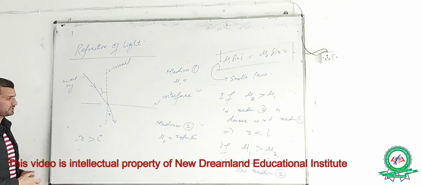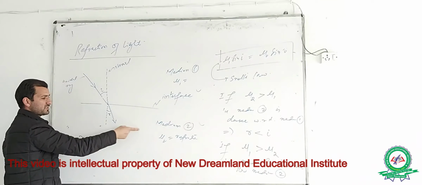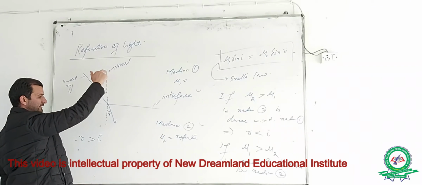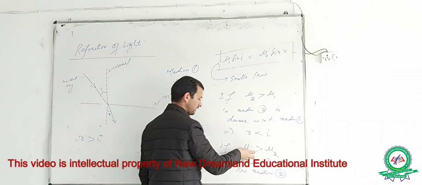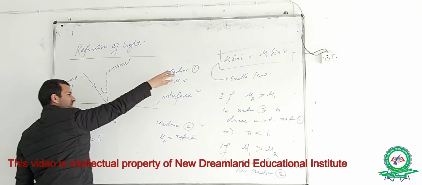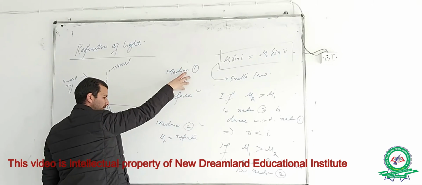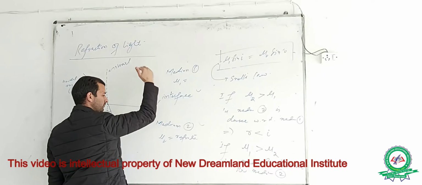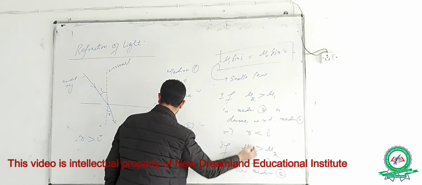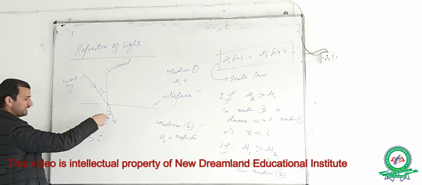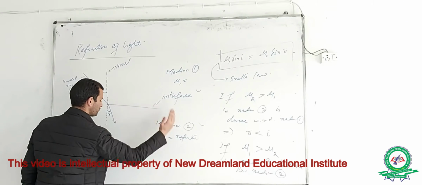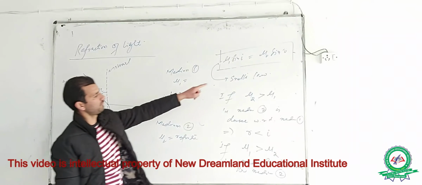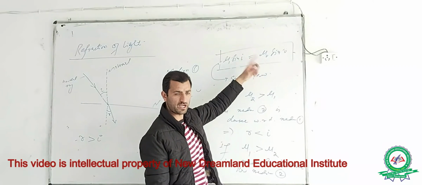So the point is, if light goes from rarer to denser medium, light bends towards the normal because r is less than i. If light goes from denser to rarer, because in the second case we are saying that mu1 is greater than mu2, that is, the refractive index of medium 1 is greater than medium 2, it means medium first is the denser medium and medium second is the rarer medium. Now light is going from denser medium to rarer medium, so in this case r must be greater than i, and so the ray of light has to bend away from the normal. So it is Snell's law that explains when light will bend towards the normal or away from the normal.